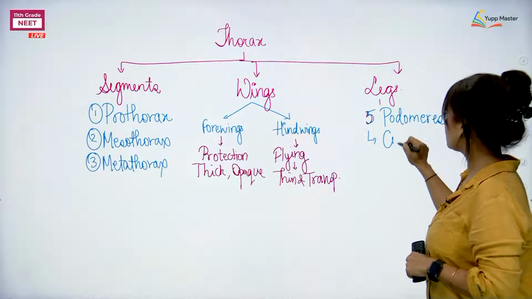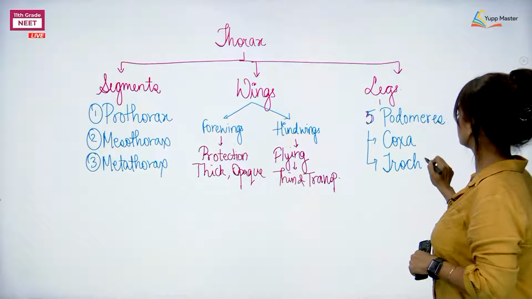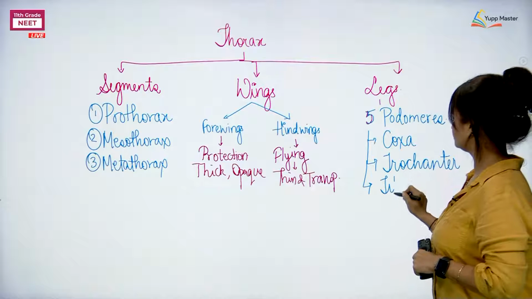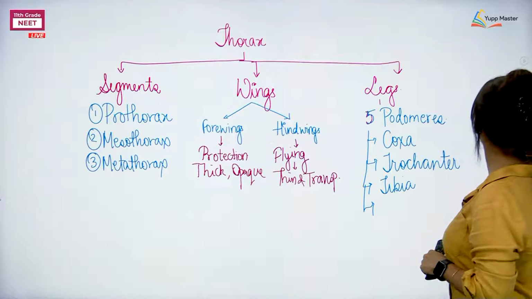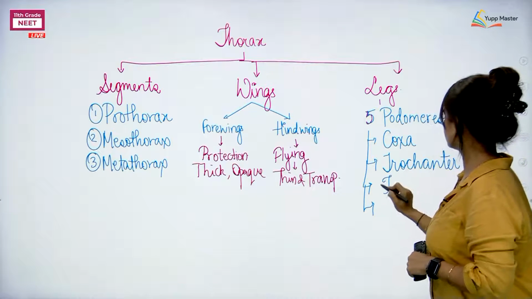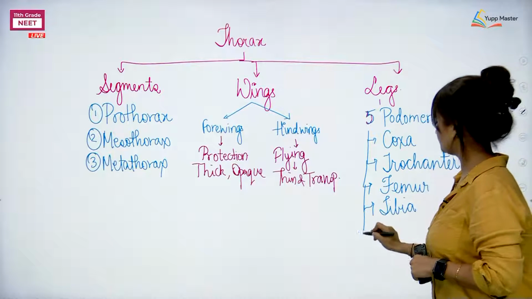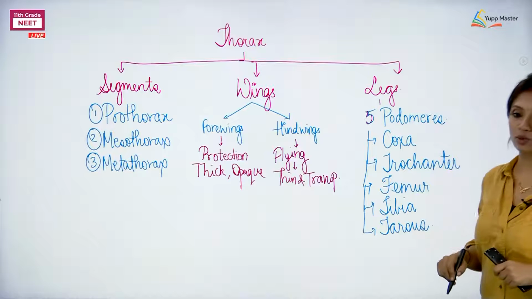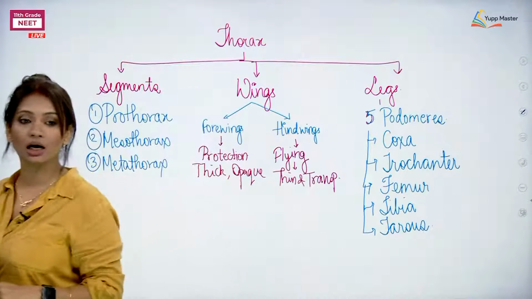First came the coxa, which was the largest. Second came the trochanter. Third was the femur, then the tibia, and the last one being the tarsus. So this basically was a whole flow chart of the thorax of the cockroach, being the segments, the wings and the legs.